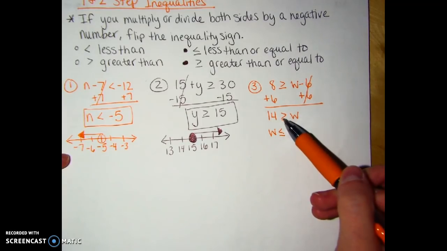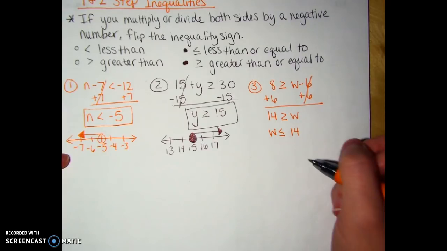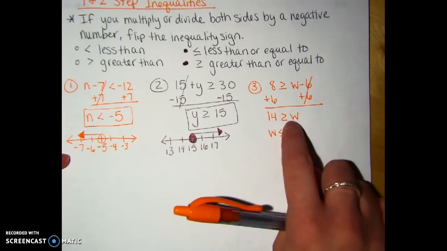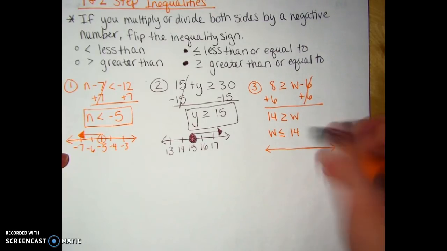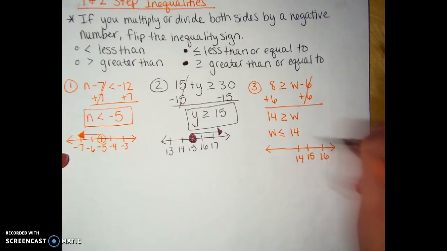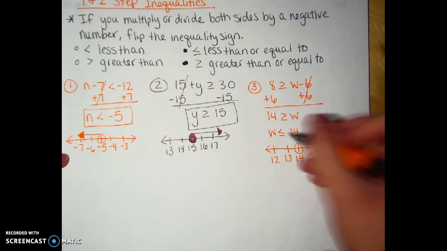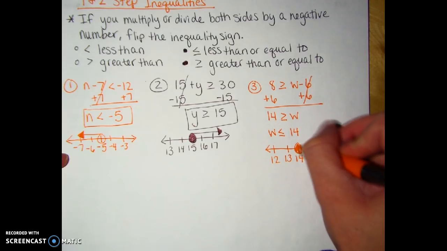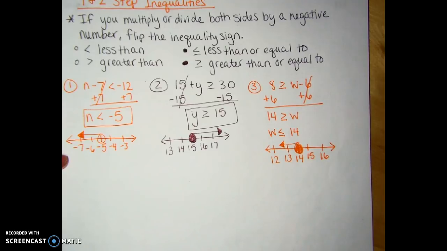So notice up here how it opens up towards 14. Down here it does as well. So either one is fine. You just need to know if you have the variable on the right-hand side, it's not pointing in the direction that the arrow is going to go. So here's 14, 15, 16, 13, 12. Draw my circle. I'm going to fill it in. And then it goes to the left. Okay, now let's do number 4.